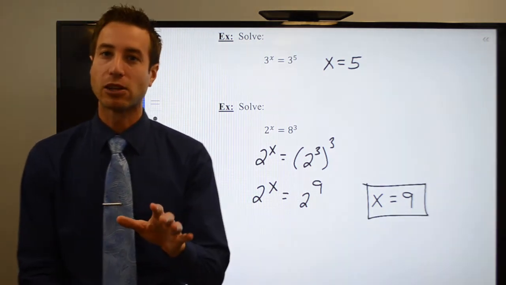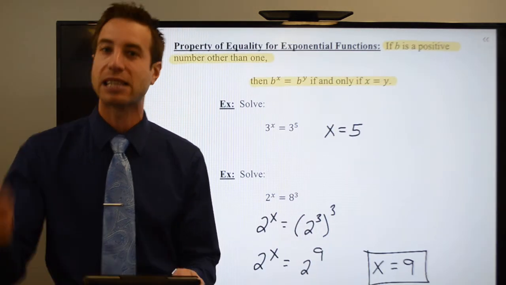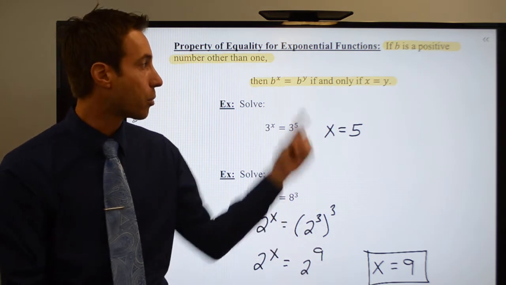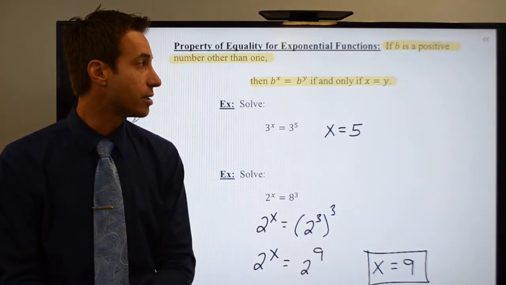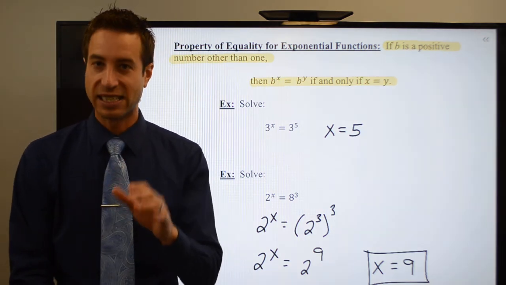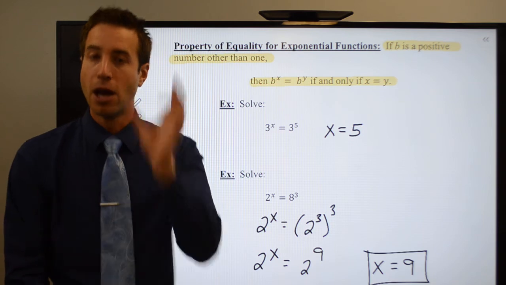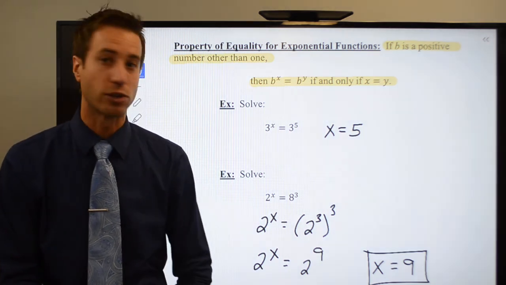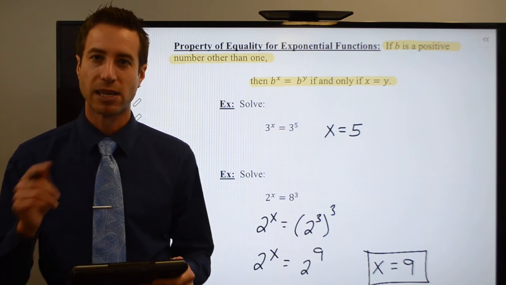All right, hopefully that makes a lot of sense. If it doesn't, you'll get the hang of it on the next page. We'll do a couple more example problems, but we're just going to be using this property of equality for exponential equations. And again, your goal is to get the bases to be the same, and once the bases are the same, you can just set the exponents equal to each other. So head on over to the next page of the notes. We'll try a few more of these example problems, and I'll meet you guys there.